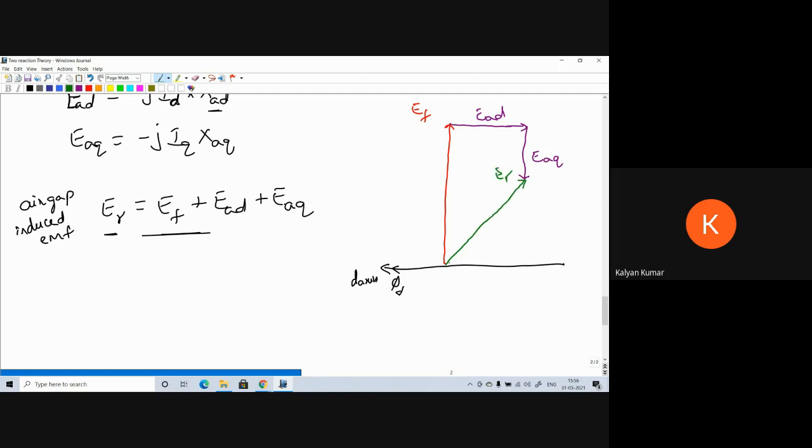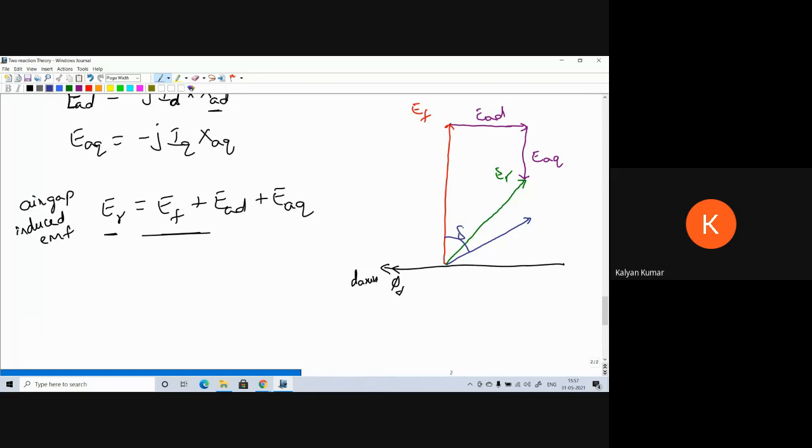Now, if you take the voltage vector, the terminal voltage V will lag the Ef by an angle delta.